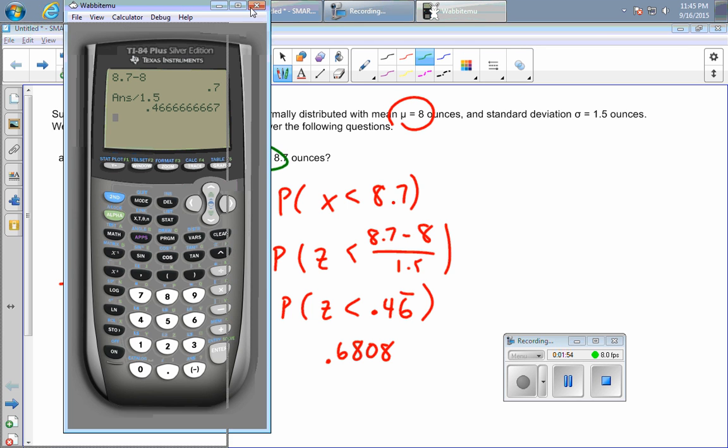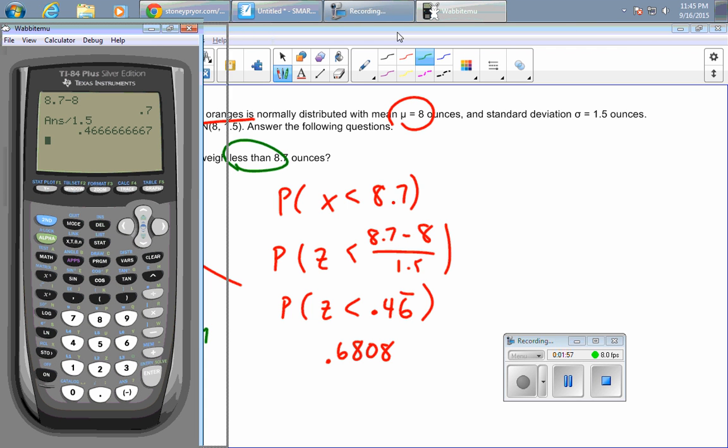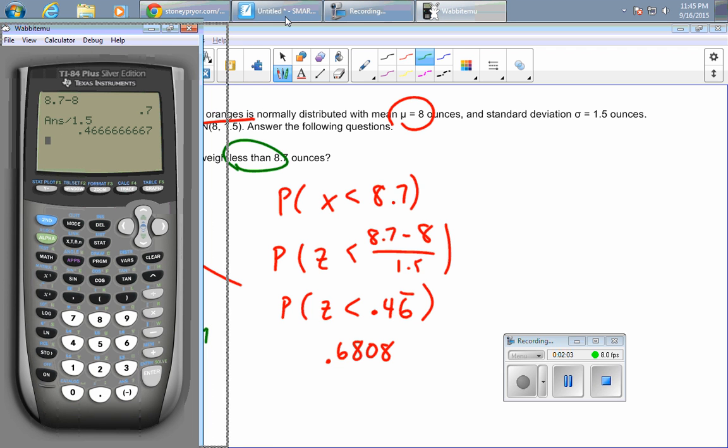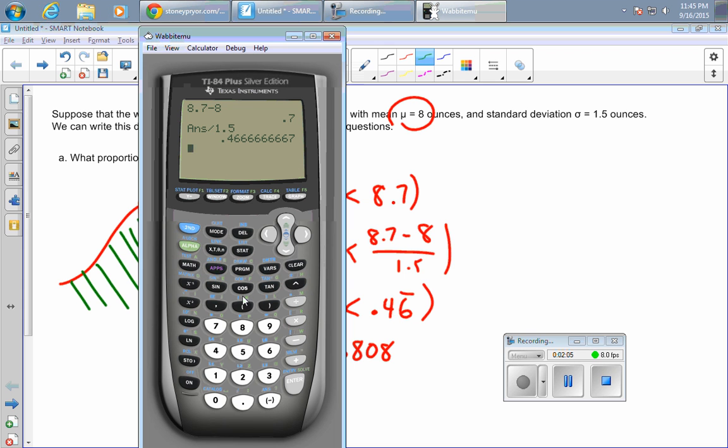calculator. There is a function, and it's found underneath the distributions menu. So I'm having a hard time dragging that for some reason. There we go. So if I say second distributions, and I go to the second one, this says normal CDF. We're not going to use the first one. We'll use this second one, normal CDF.